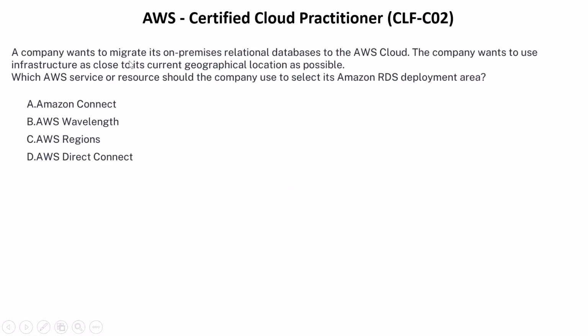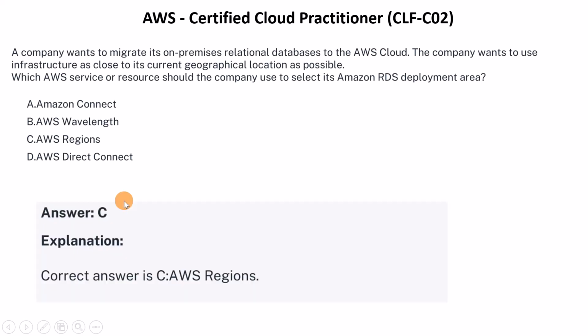A company wants to migrate its on-premises relational databases to the AWS cloud. The company wants to use infrastructure as close to its current geographical location as possible. Which AWS service or resource should the company use to select its Amazon RDS deployment area? The options are: option A, Amazon Connect; option B, AWS Wavelength; option C, AWS Regions; option D, AWS Direct Connect. The correct answer is option C, AWS Regions.